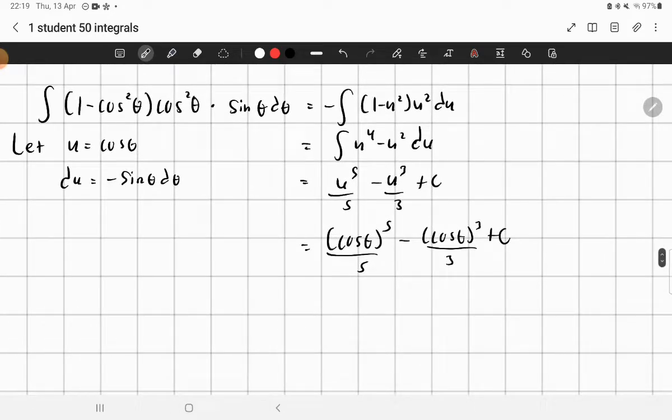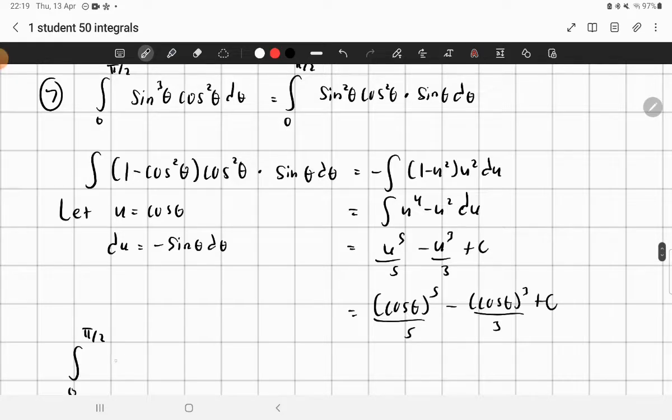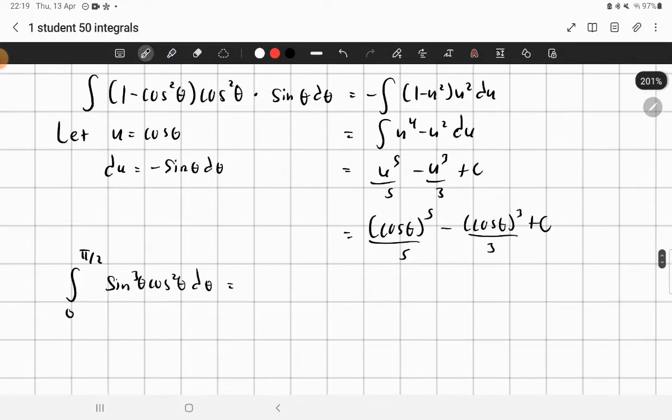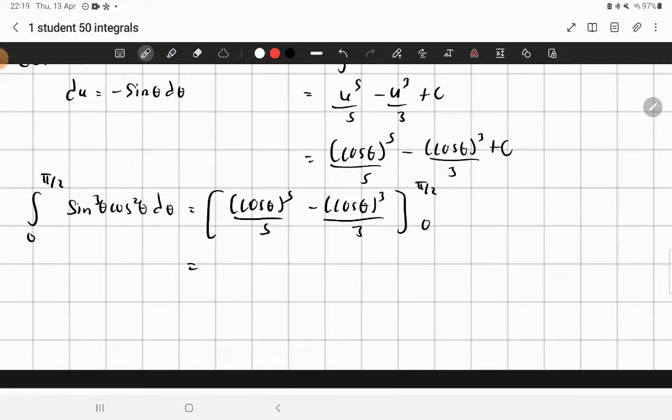Very nice. Now, going back to your definite integral here, all you have to do is write it down back: sine cube theta cosine squared theta d theta, and you can directly solve it by referring to your indefinite integral. So now you have cosine theta to the power 5 over 5 minus cosine theta to the power 3 over 3, from 0 to pi over 2. We know that cosine of theta, when we substitute theta equals pi over 2, will be 0 if I'm not mistaken. So let me double check here.